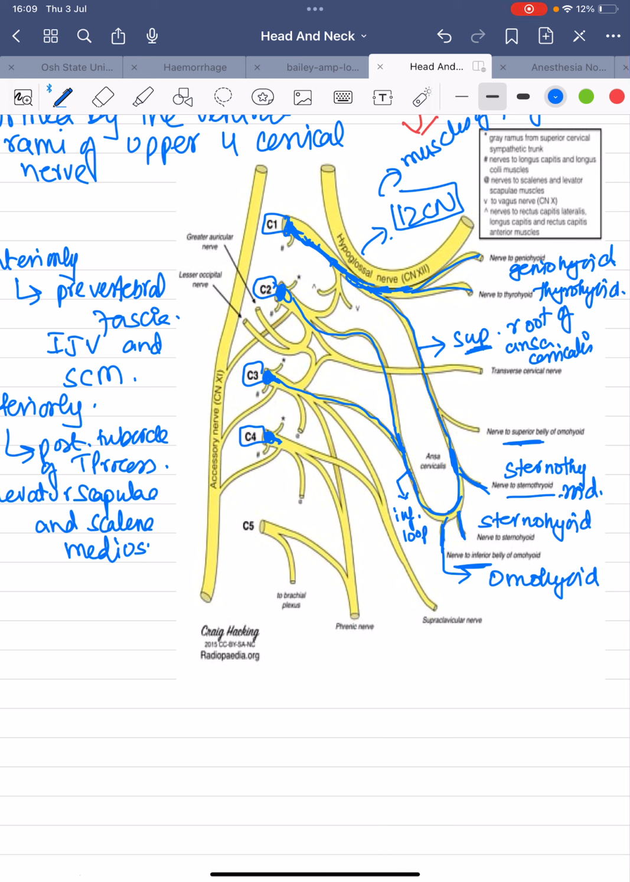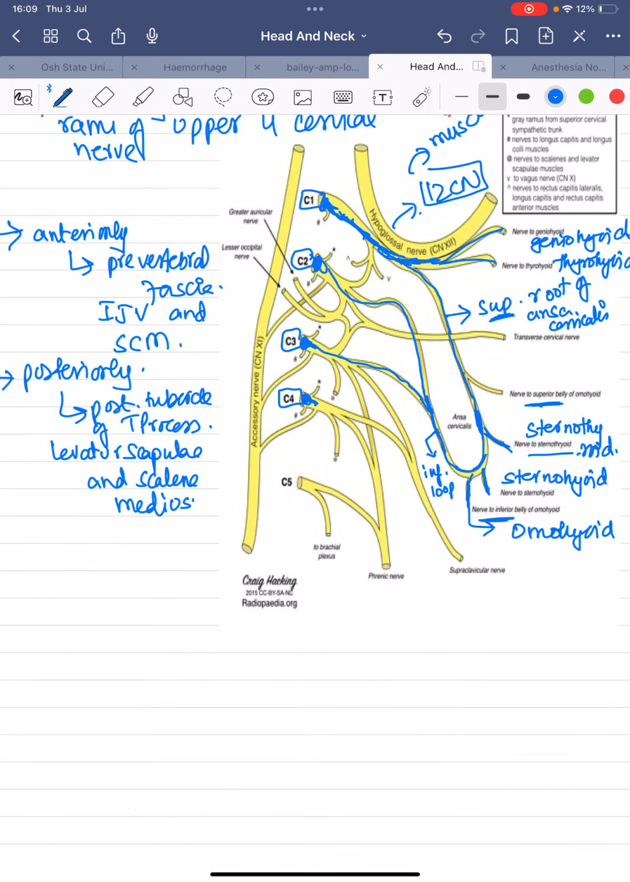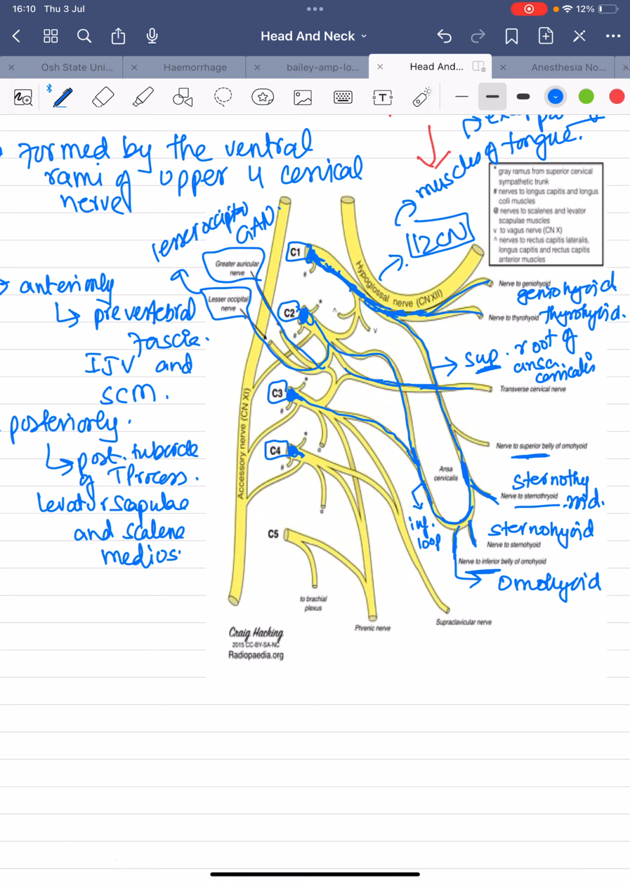Now what are the important superficial or cutaneous branches coming out from the cervical plexus? Number one, this nerve is your lesser occipital nerve. Then this one is your great auricular nerve. Then this branch which is coming out transversely is known as the transverse cervical nerve. And then this branch which is going downward here is your supraclavicular nerve. So four branches you must remember.